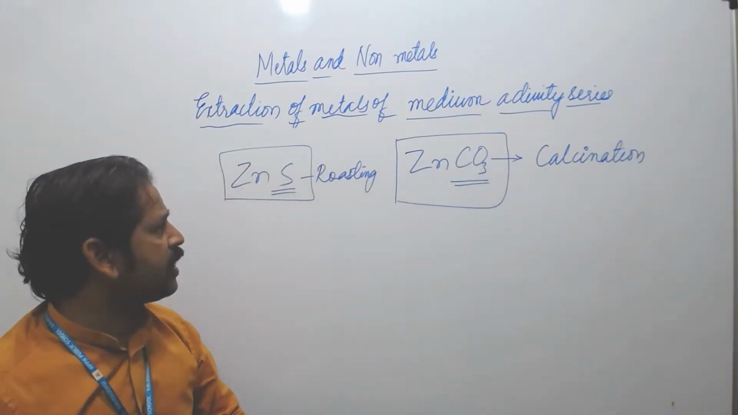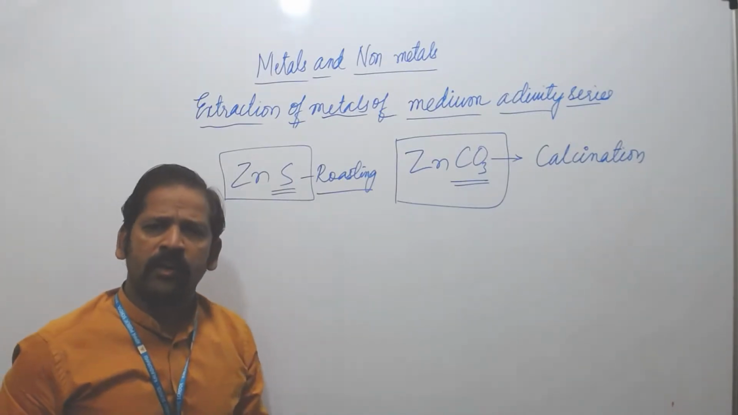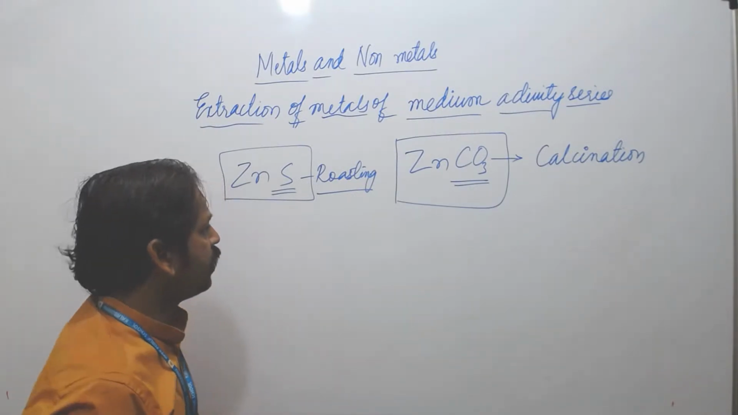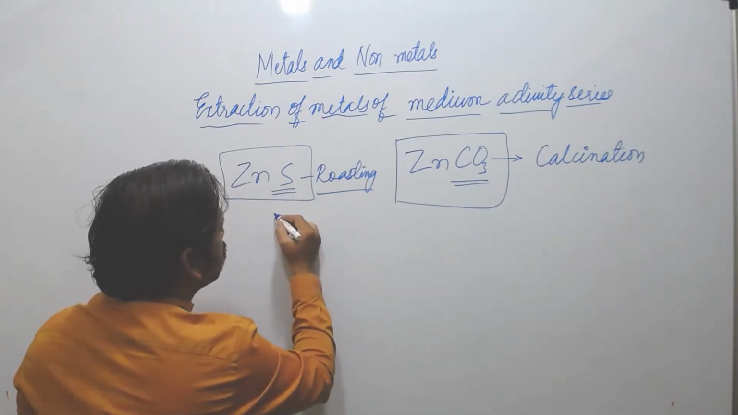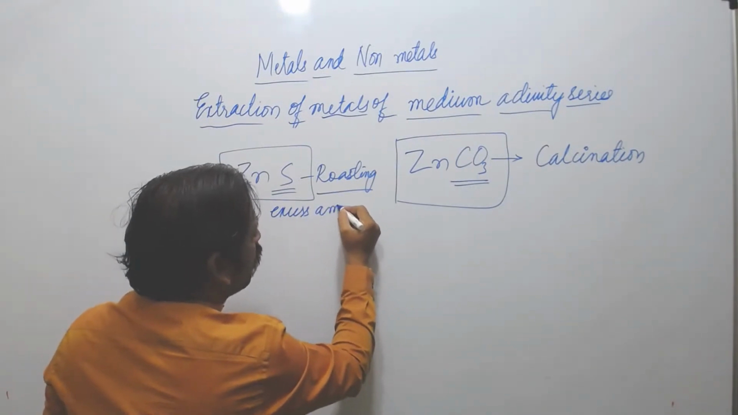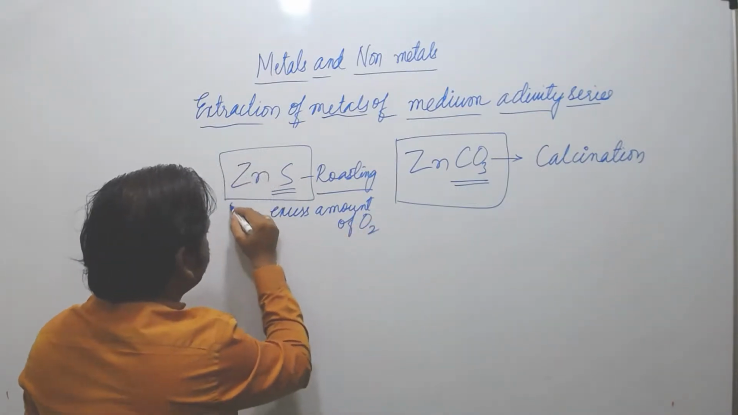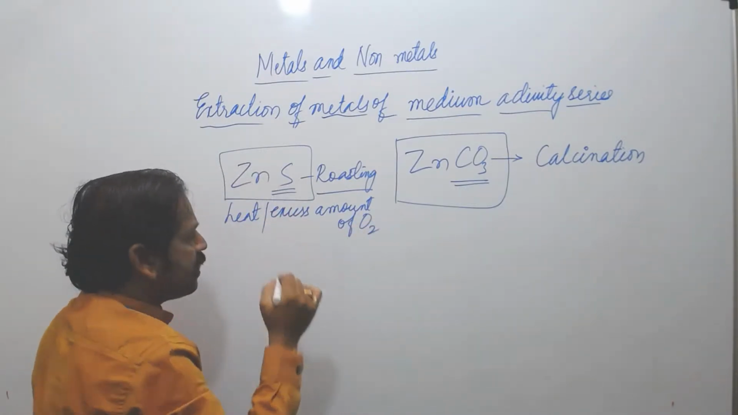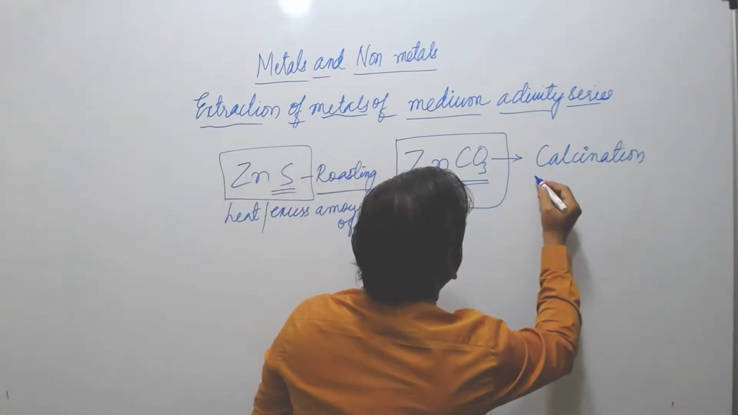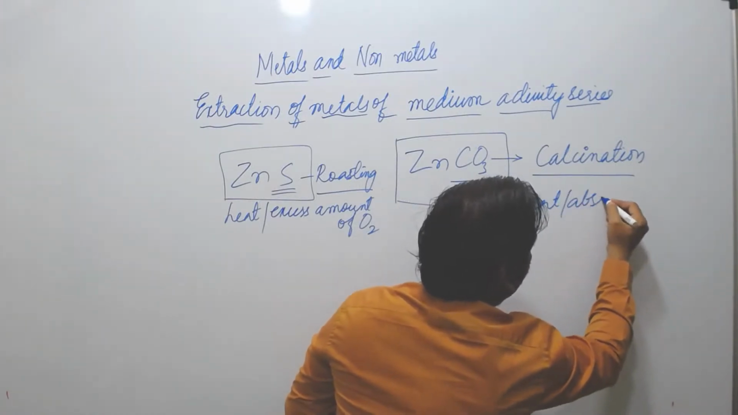Yes, carbonate is there, calcination. What is roasting? I told earlier only, heating in the presence of excess amount of oxygen. And calcination is heating in the absence of oxygen.